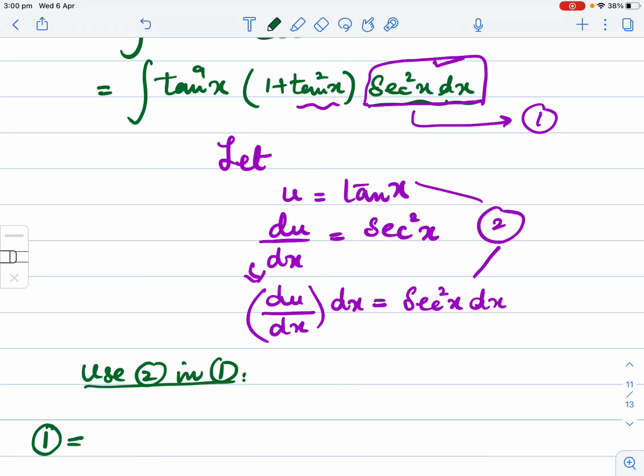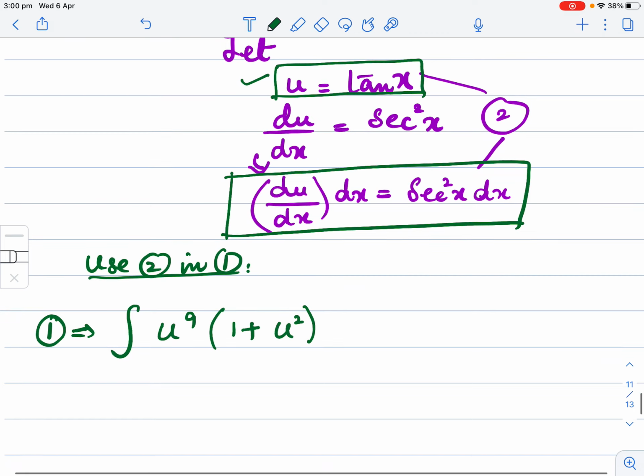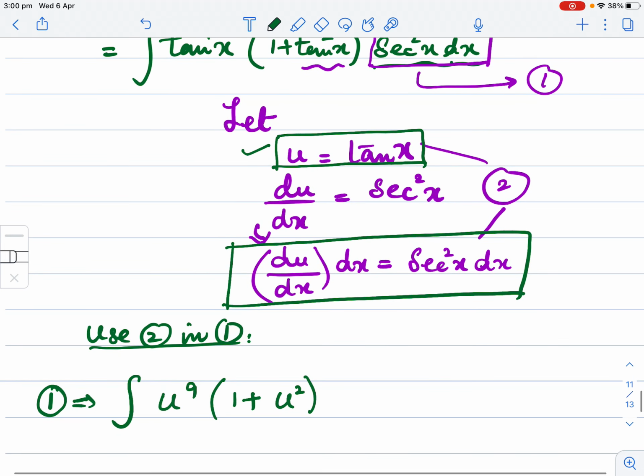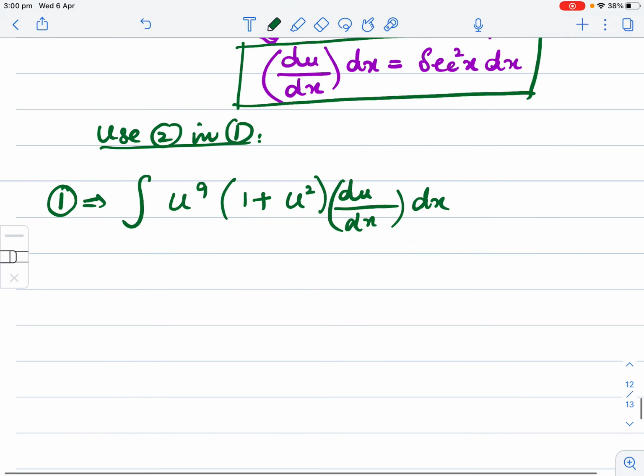And when you do that, equation 1 will be tan^9 x. I know tan x is equal to u from equation 2, so I can write u^9. 1 plus tan square, which is u again, 1 plus u square. Sec square x dx is du by dx into dx, so I can replace this value here. Alright, now it's pretty simple.